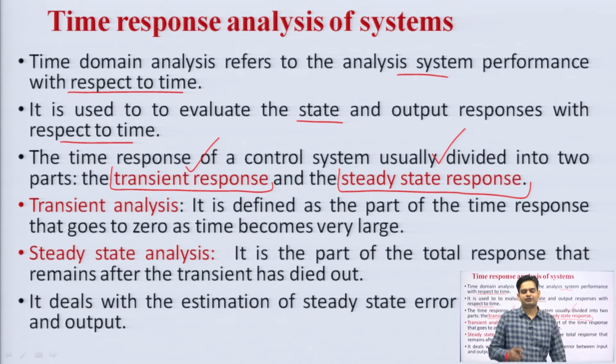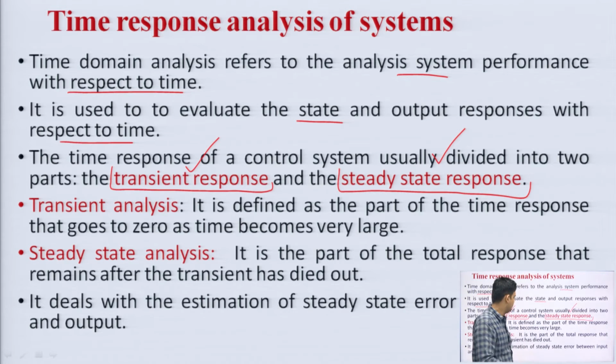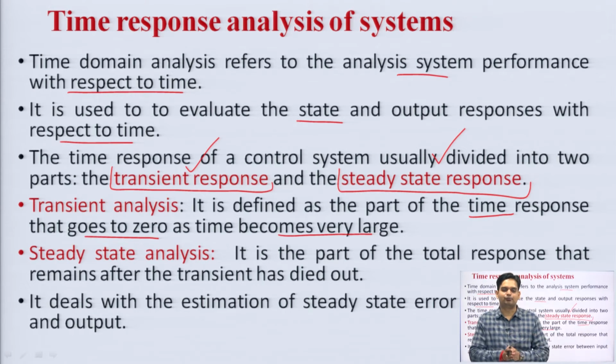It is defined as the time response that is present in the system when you apply the input, and when you observe it for a longer time, this response dies out. You can say it is the time response which goes to 0 as time becomes very large. Whenever you take any random system and subject it to a standard test input, certain disturbance will come. The time interval of those disturbances comes under the category of transient analysis. When those disturbances die out, that interval comes under the category of steady state analysis.